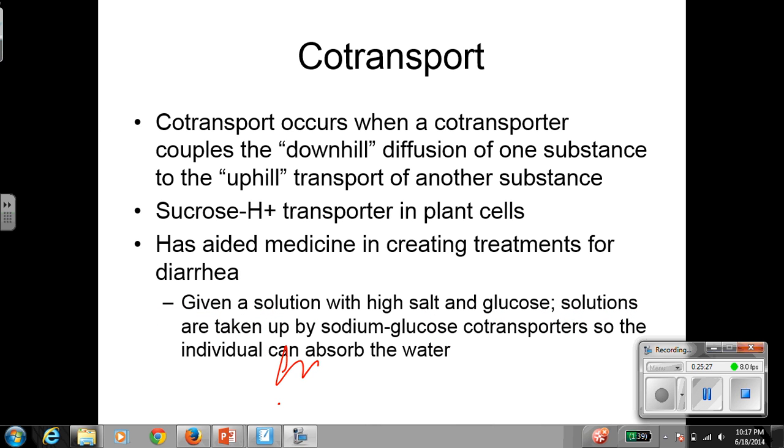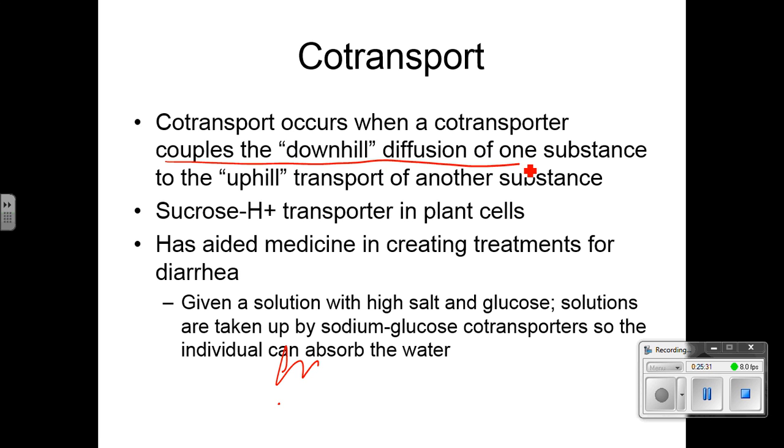Co-transport occurs when a co-transporter couples the downhill diffusion of one substance and the uphill transport of another. The example here is a sucrose proton transporter in plant cells. It has aided medicine in creating treatments for diarrhea. Given a solution with high salt and glucose, the solutes are taken up by sodium glucose transporters so the individual can absorb the water.